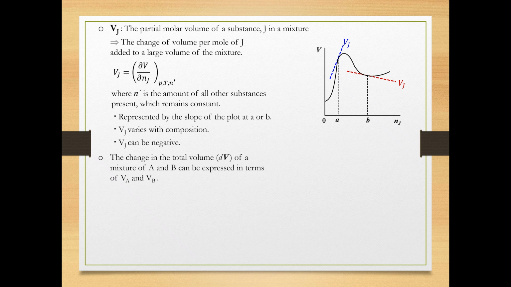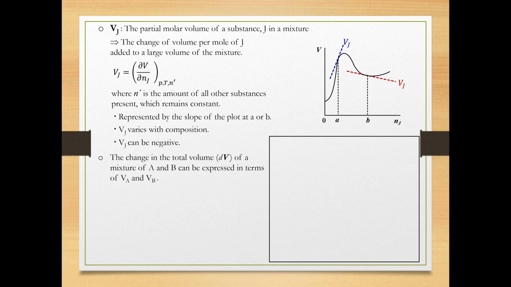Suppose we have a binary mixture containing components A and B. The change in the total volume, dV, can be expressed in terms of the partial molar volumes of A and B. The three-dimensional diagram in the lower right corner provides another way to visualize the concept that the change in the total volume of the mixture is the sum of the incremental contributions from each component.